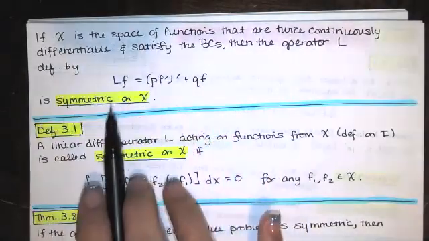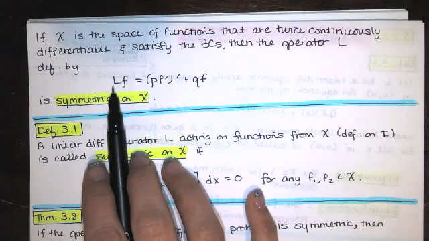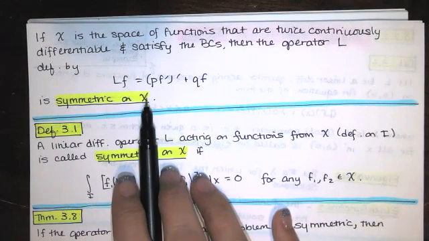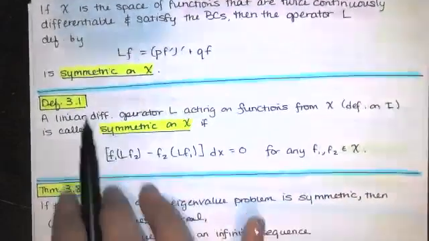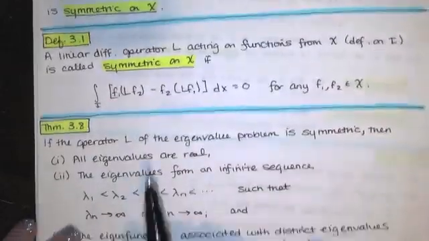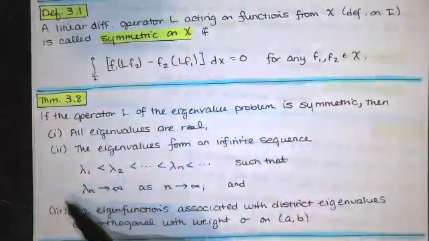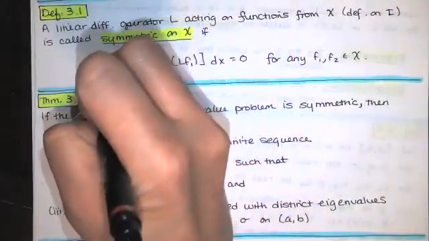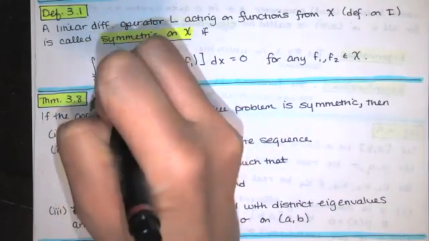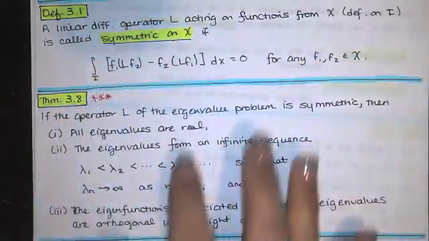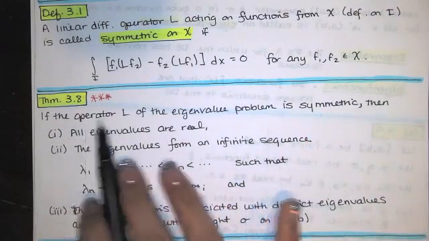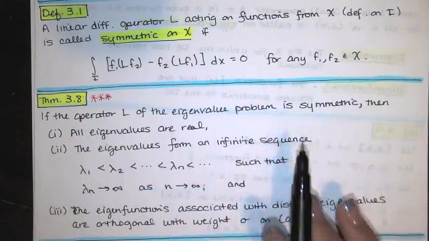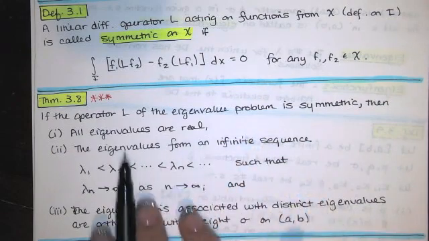So if our operator is symmetric on the space of functions that might satisfy the differential equation subject to the boundary conditions, then the following is true. And this is really important. When we are solving an eigenvalue problem, we want that operator to be symmetric, because this theorem says that if the operator in the eigenvalue problem is symmetric, then the following is true.